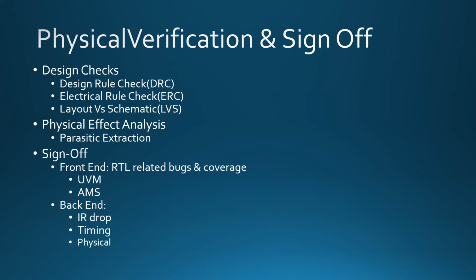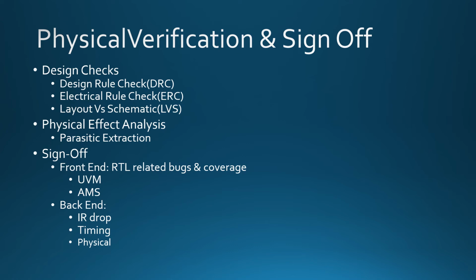And AMS verification is the one which deals with the interaction between analog and digital blocks and makes sure your interface between analog and digital is quite clean and there are no surprises. So the verification is helpful for finding out the bugs earlier and fixing those bugs before taping out. So these are the basic verification strategies we need to follow while doing an IC design.